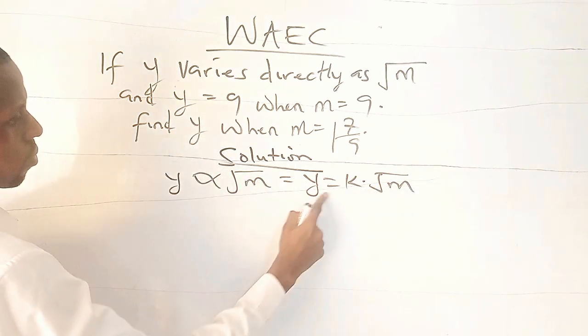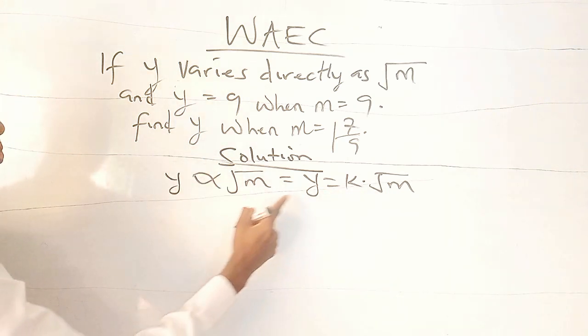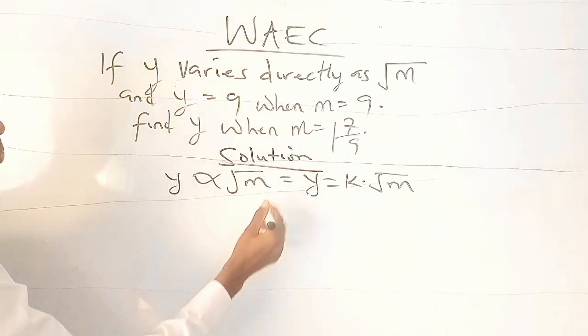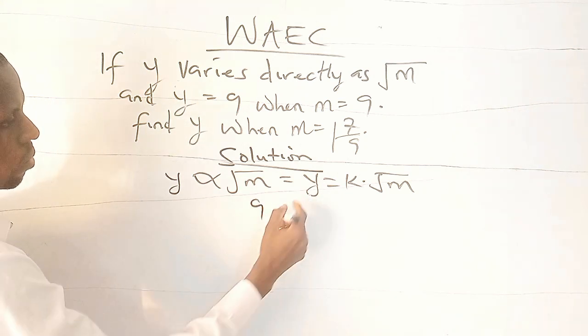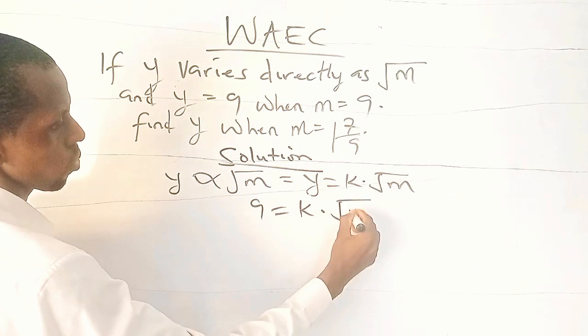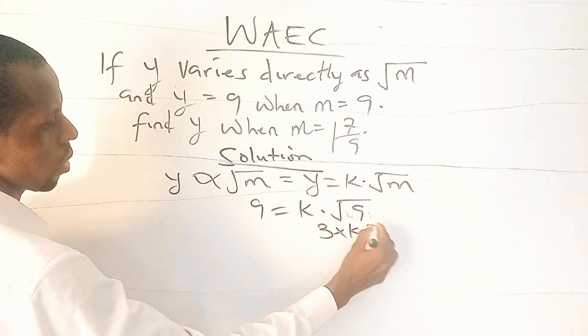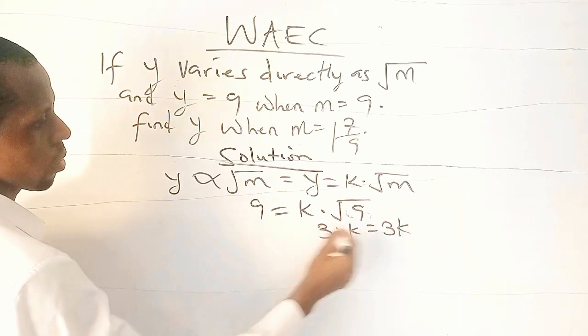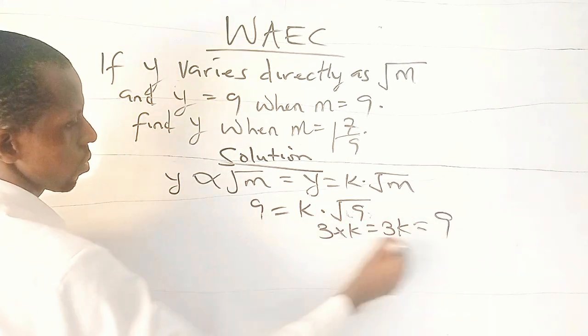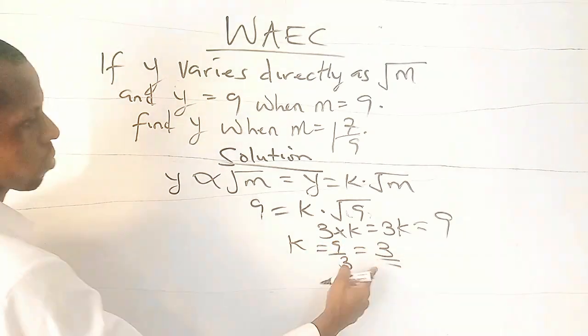Since we have to determine what k stands for, which is our constant, when y is 9 from the question, we replace: 9 equals k times the square root of 9. That gives me 3 times k, that is 3k. So 3k equals 9, therefore k equals 3, the constant.